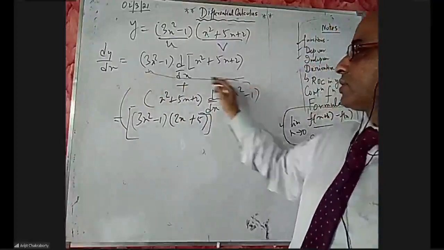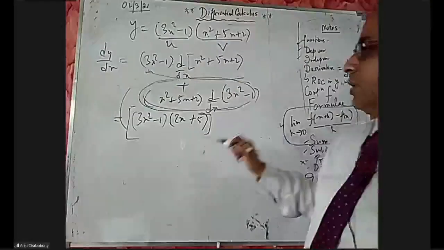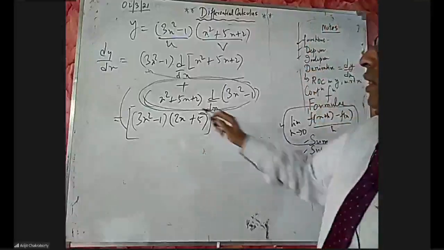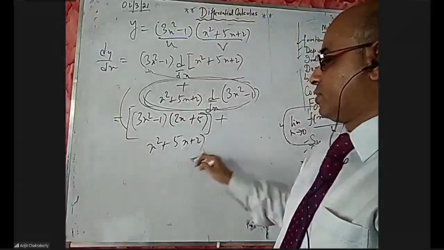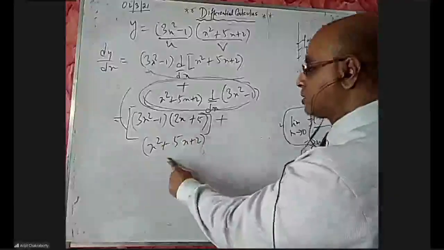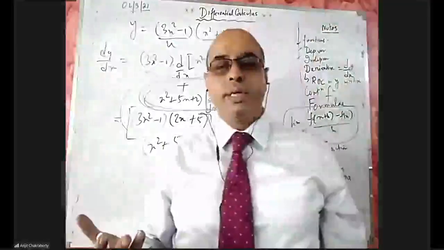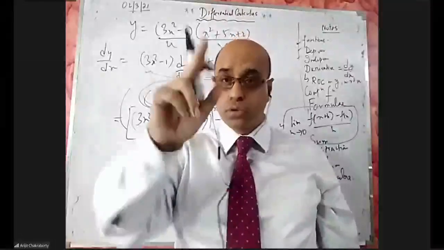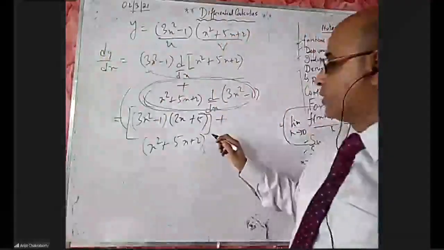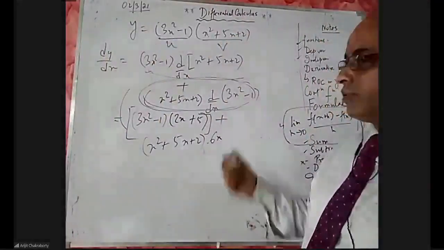Now we will take the second part, which I'm circling. So I write plus, and now I have x² + 5x + 2 outside, times d/dx of 3x² − 1. d/dx of 3x² is how much? 6x, that is 3 into 2 times x to the power 2 minus 1. So I just write 6x. That's it. Now we simplify.